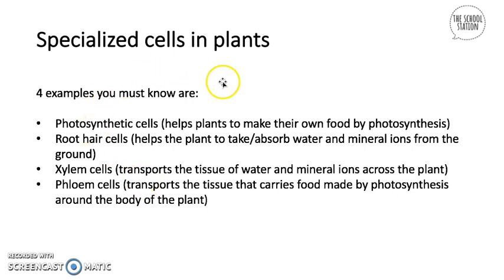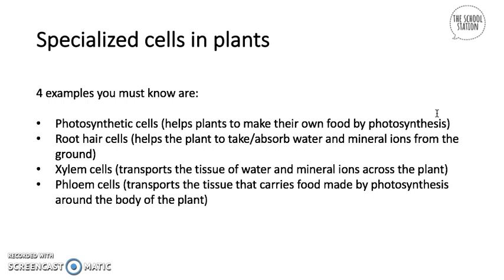Photosynthetic cells' job is to help plants make their own food by photosynthesis. As I said earlier, plants make their own food by photosynthesis. So these cells, called photosynthetic cells, which are also known as palisade cells, help plants to make their own food by photosynthesis. Root hair cells are cells that help the plant to absorb water and mineral ions from the ground.